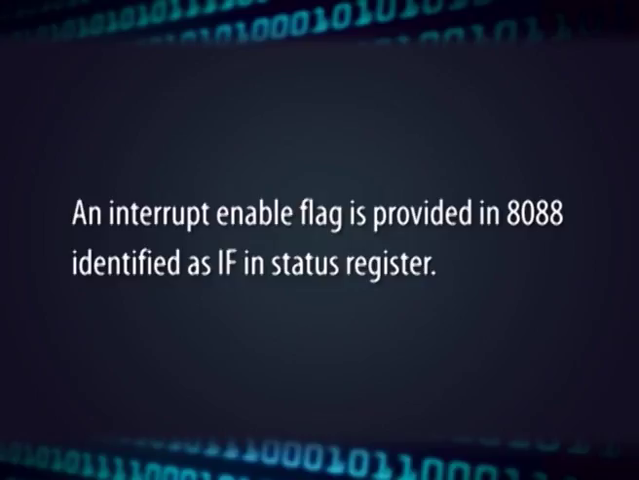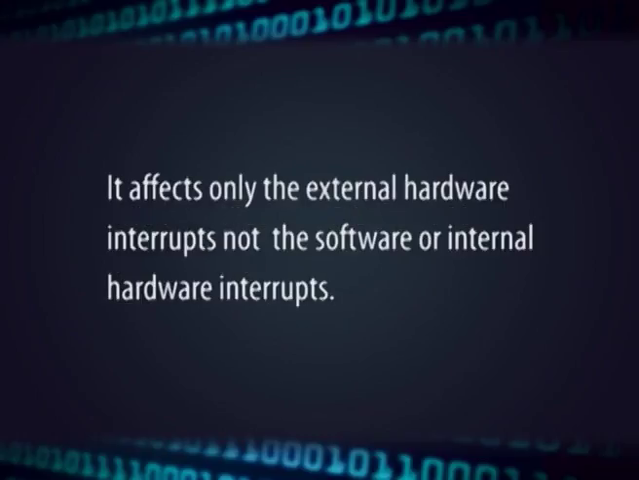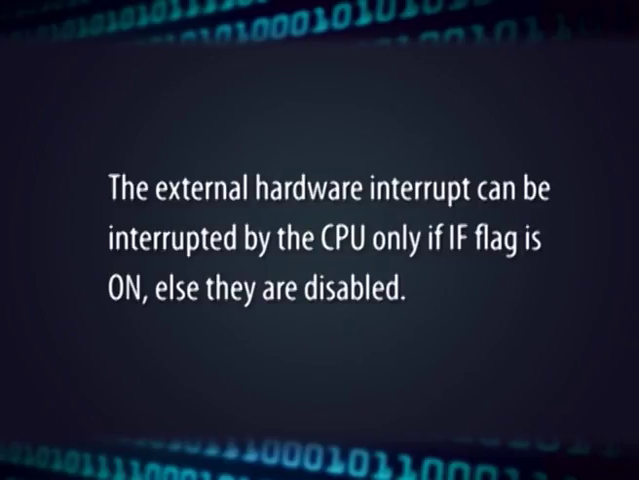An interrupt enable flag is provided in the 8088, identified as IF in the status register. It affects only the external hardware interrupts, not the software or internal interrupts. The external hardware interrupts can be recognized by the CPU only if the IF flag is on, else they are disabled. During the initiation of the interrupt service routine, the 8088 resets the IF flag. This masks out the occurrence of any additional external hardware interrupt.